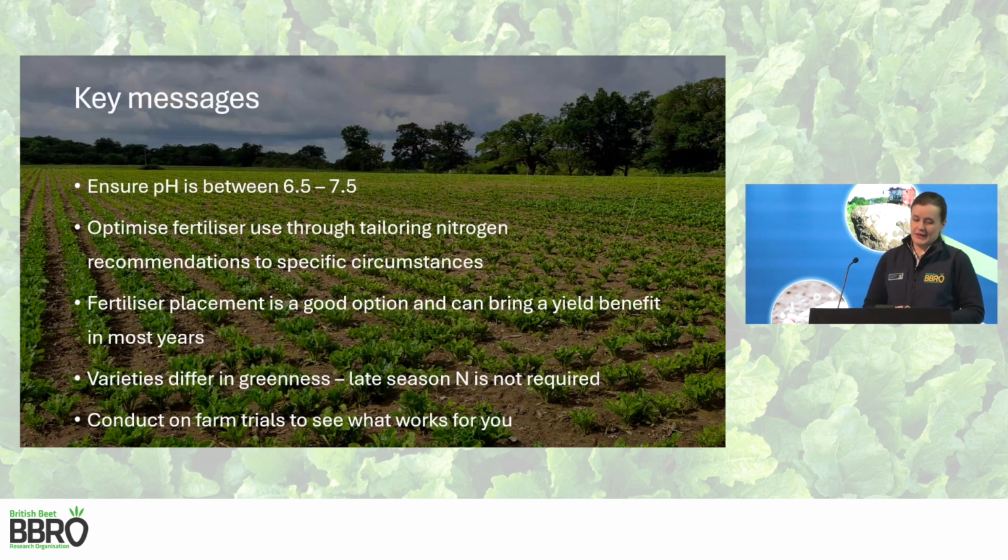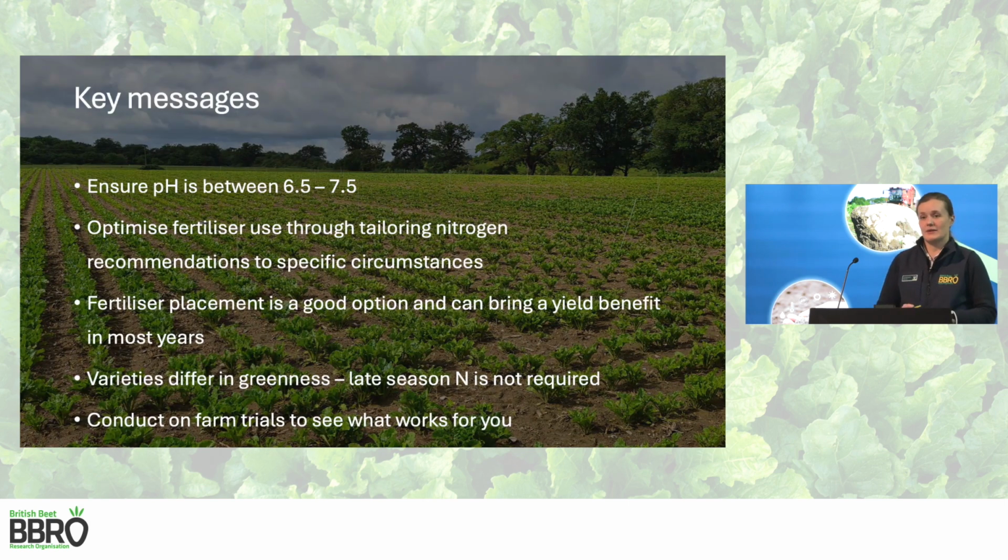So some key messages to take home. Ensure your pH is between 6.5 and 7.5, ideally drawing towards that 7, 7.5. Think about optimizing our fertilizer use through tailoring your recommendations to your specific circumstances. Thinking about placement, it is a good option. It can bring a yield benefit in most years. So starting that journey can be really good. Do remember that your varieties differ in leaf greenness. It's not a late season N requirement. They're just different. And conduct some on-farm trials and see what works for you. And let us know how you get on.